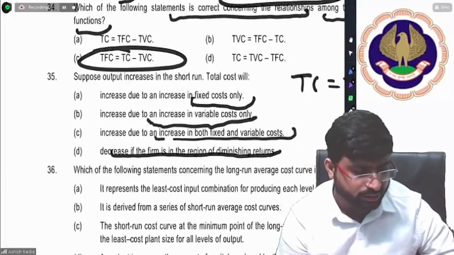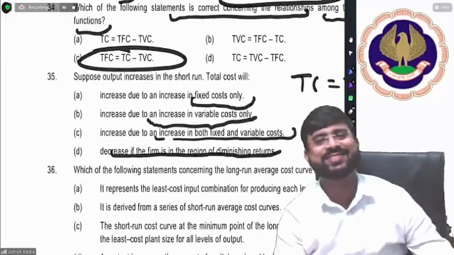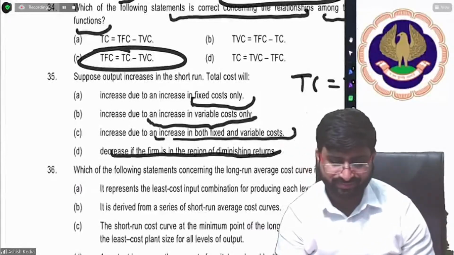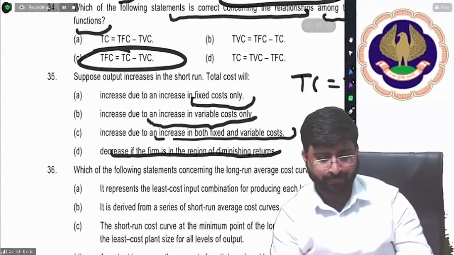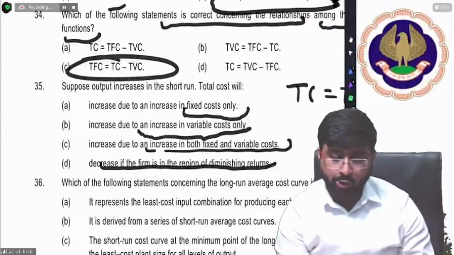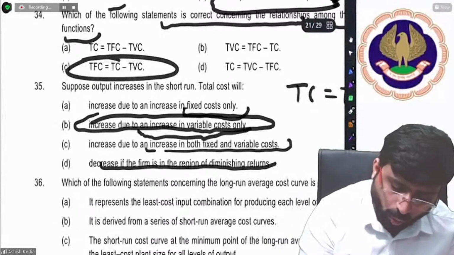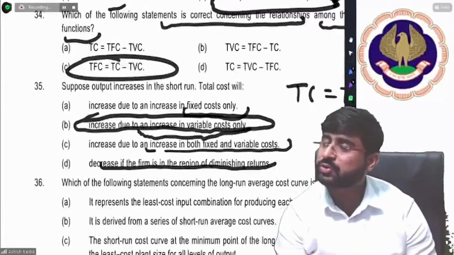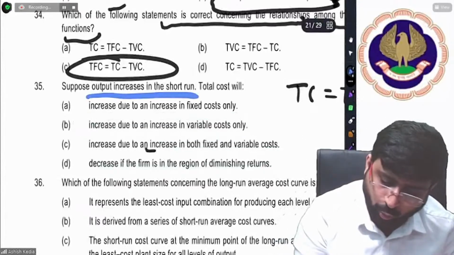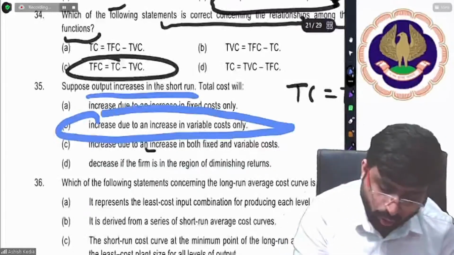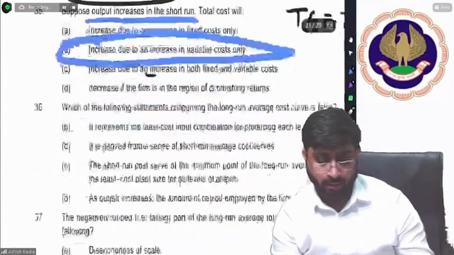What do you think is your answer, friends? Come on, guys, need an answer. So see, if output increases in the short run, total cost will increase due to an increase in variable costs only. Remember, fixed cost will not change. That's absolutely correct. Moving on.